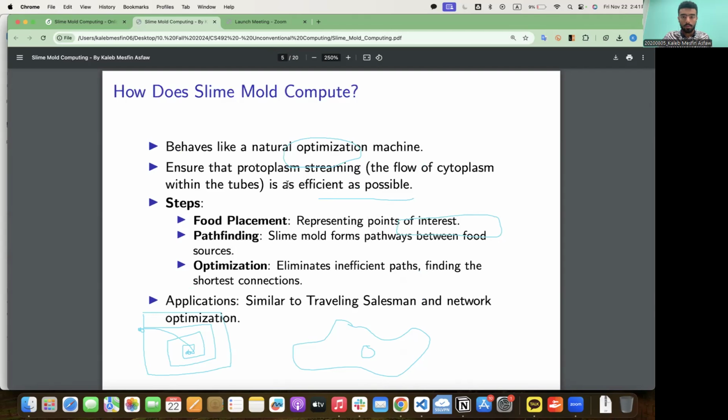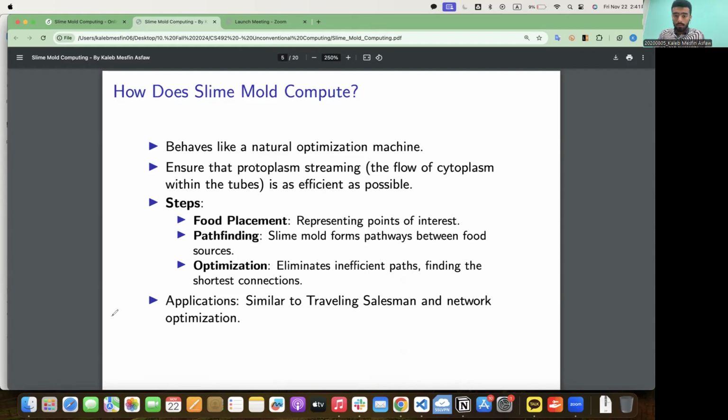Okay, let's proceed. Oh, delete my drawing here. So, okay, now what are the steps that researchers used to prove that slime mold actually computes something? It's a natural optimization machine, just depending on its sensory organelles, because it's really a cellular organism. It tries to direct its flow of fluids inside its cell. And by directing the flow in an optimal path, it moves and creates an efficient path.